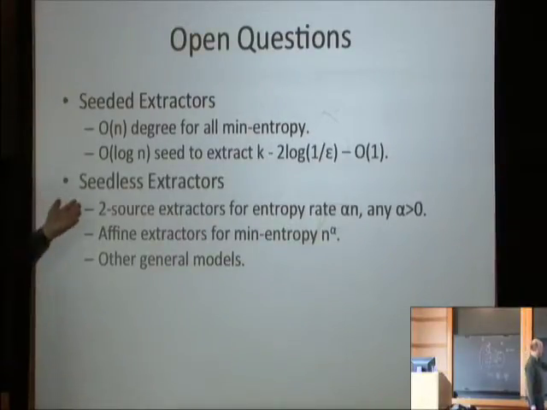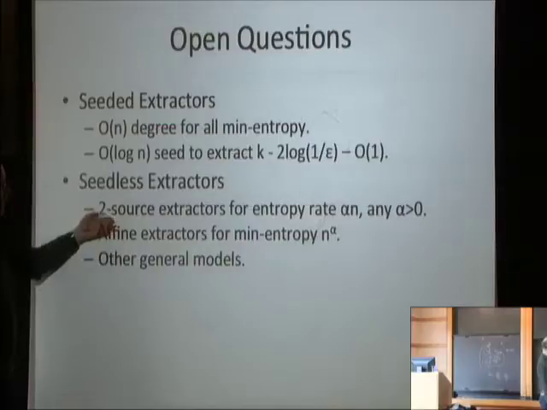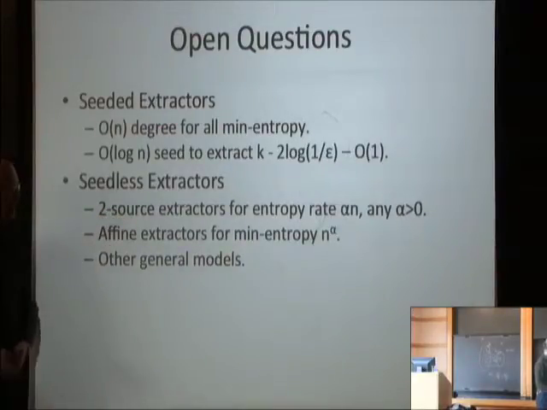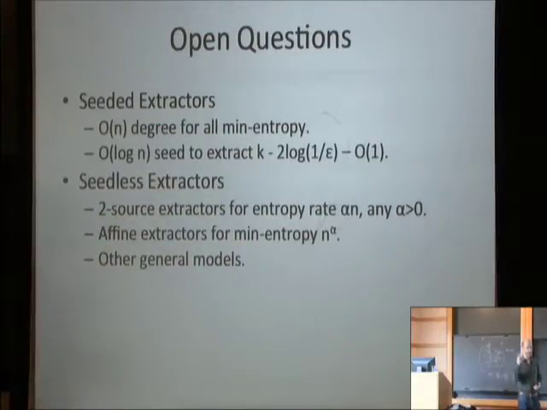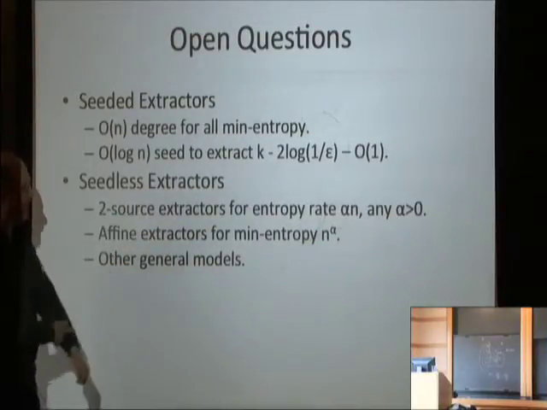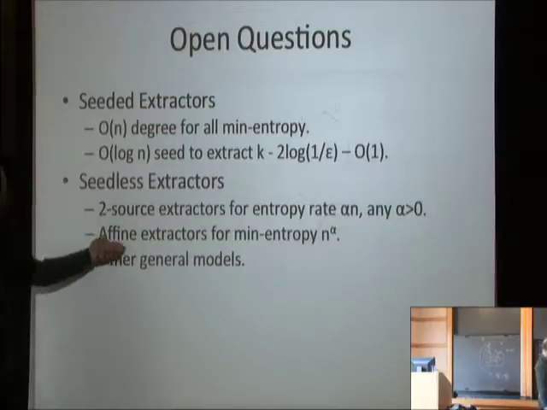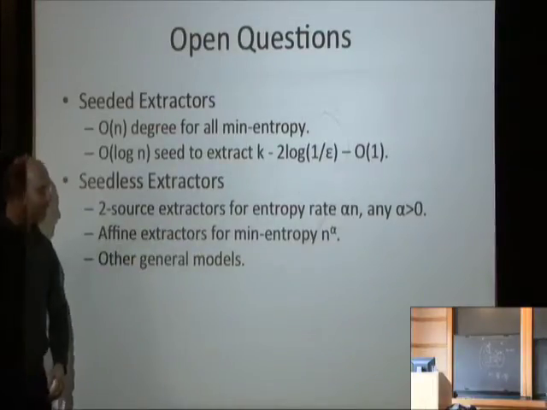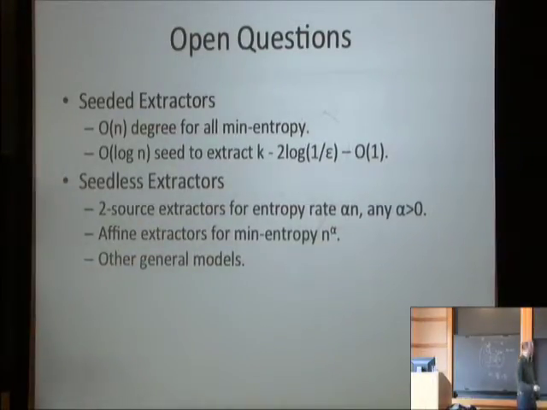For seedless extractors, the big open questions here are to improve the two-source extractor. Right now, we're just a little bit below half. Can we improve that at all, say, to any constant, or any n to the alpha? There's no reason it can't be a lot better, but I don't know. Affine extractors, can we get that for entropy n to the alpha? And also, it's interesting to get other general models where we have extraction.